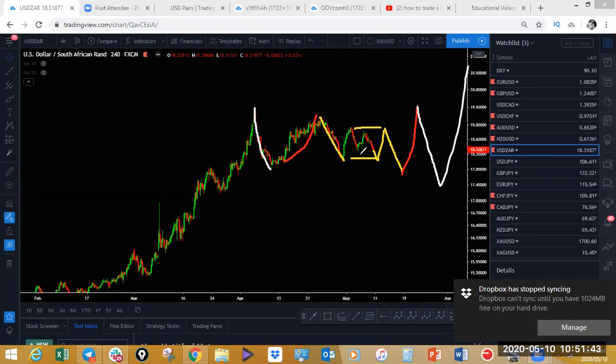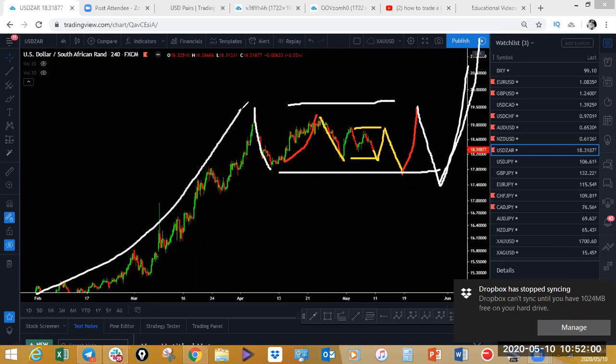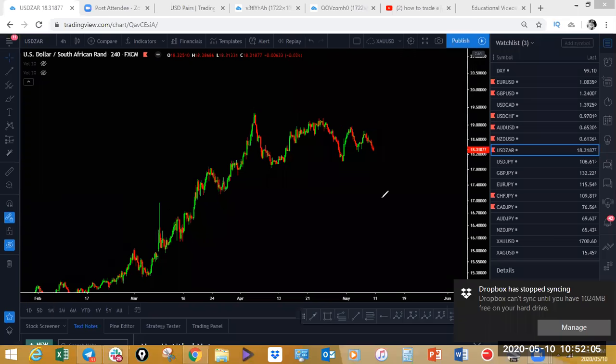This is still within the corrective structure, but the main thing is to make sure that when this external corrective structure is complete, you get this move, because that is what you're looking for. You're not looking to trade these short moves within the corrective structure. Here we're focusing on the end of the correction so that we can get the trend. The trend is what we trade. We're looking for a similar move after this. That is US dollar ZAR.